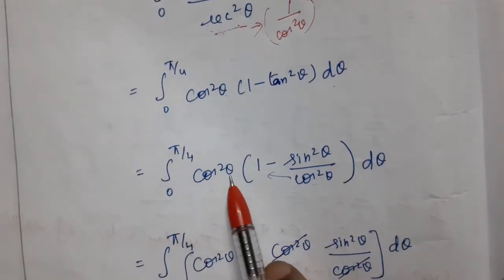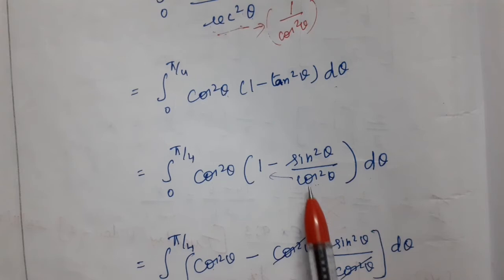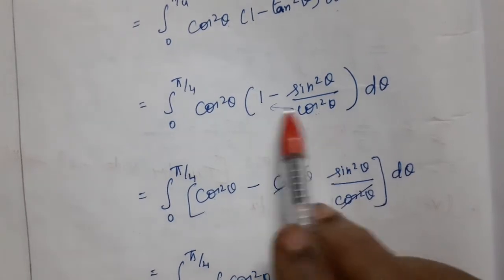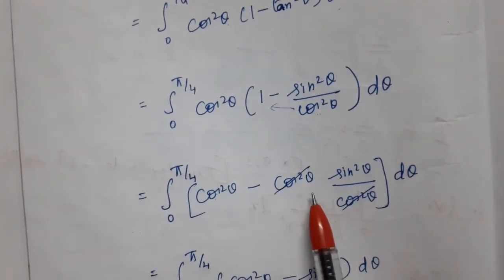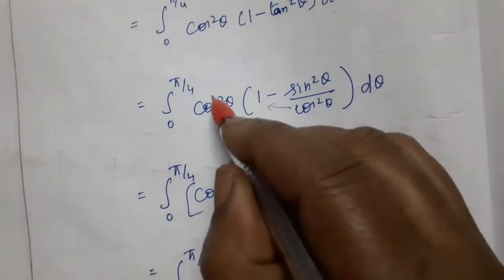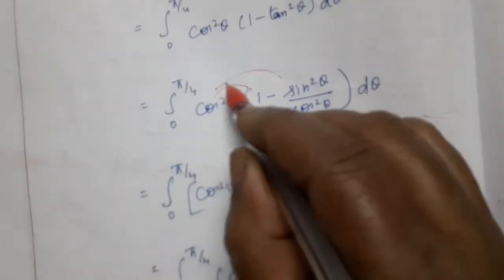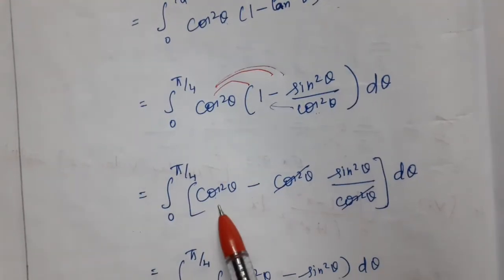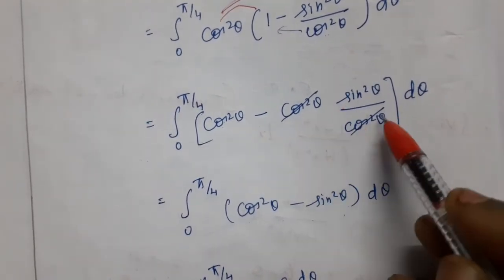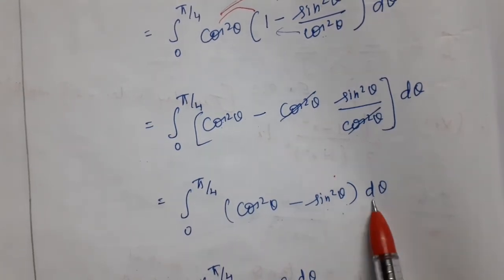Now integral from 0 to pi by 4, cos square theta into 1 minus tan square theta, rewrite tan square theta as sin square theta by cos square theta. Now the same limit, cos square theta into 1 minus sin square theta by cos square theta. Just multiply it. Cos square theta into 1 is cos square theta, minus cos square theta into sin square theta by cos square theta d theta. So cos square theta cancelled. Balance is integral from 0 to pi by 4 of cos square theta minus sin square theta d theta.